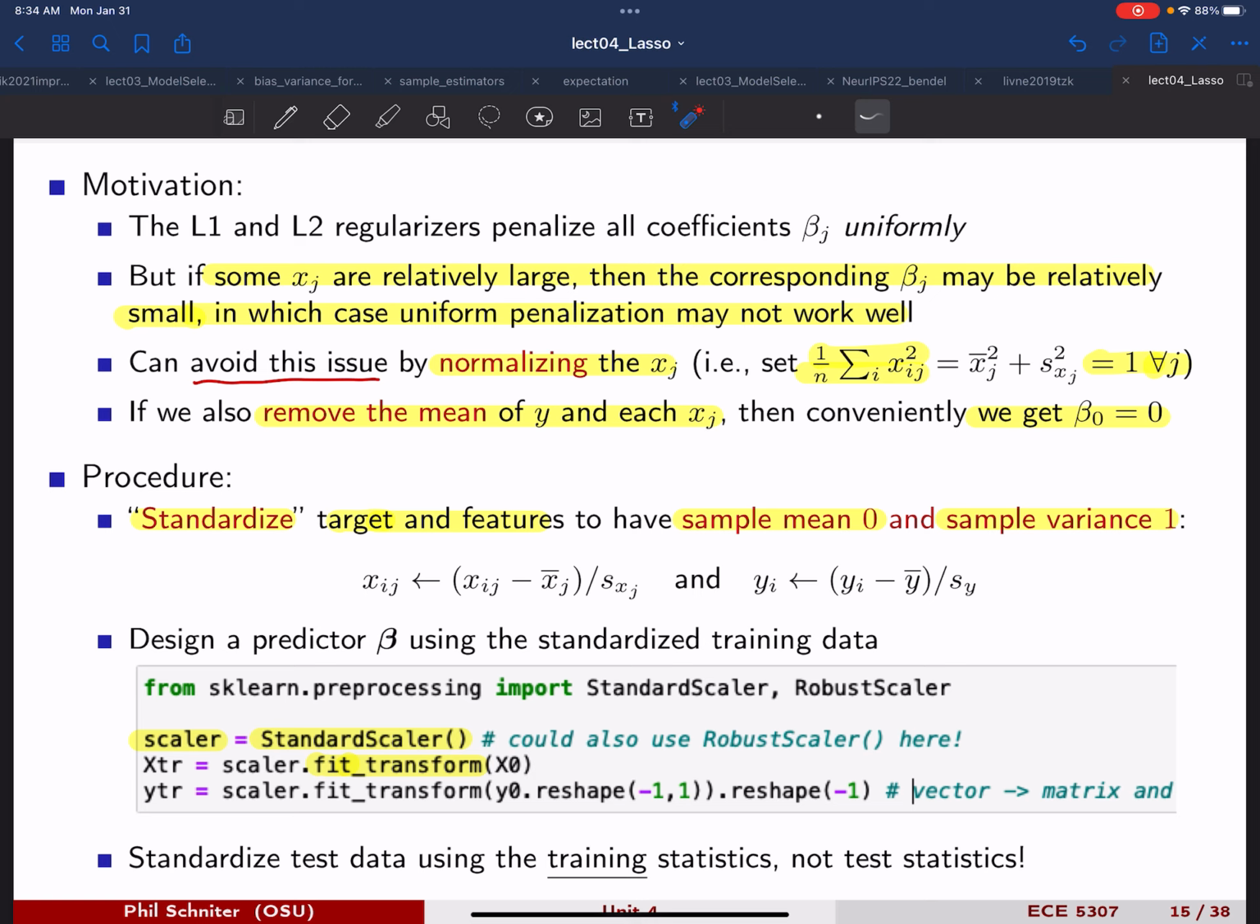Another reason is that you may not have enough test statistics to even compute these quantities. So for example, if I just have one test sample, then there's no way I can compute the standard deviation, and my mean estimate is also terrible, right? So that's why we always want to use the training statistics for standardization, not the test statistics. Okay, so in this particular demo, we don't have test data, so I don't have any code for this, but I just want to point this out. All right. Any questions on that?